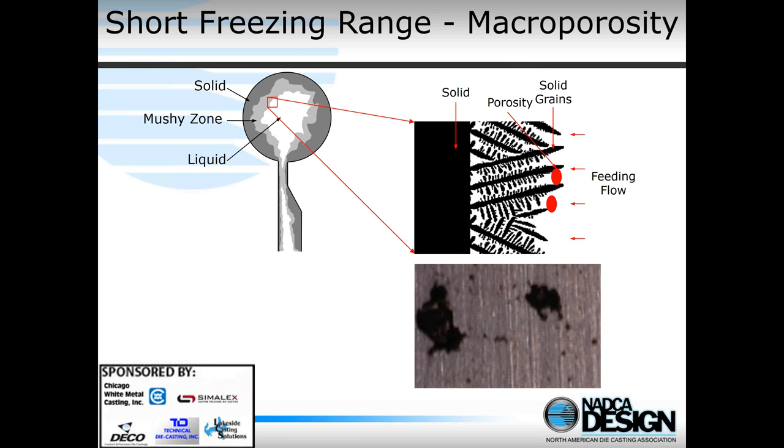Because as we solidify, we'll feed it. As we solidify a bit more, we feed it. As we solidify a bit more, we feed it. And then at the end, well, there's no more liquid to feed it because we've run out of liquid, and therefore we get these big, large macro pores towards the center of the cavity. So with a short freezing range alloy, we tend to get one or only a few large shrinkage pores at the last part of the casting to solidify.